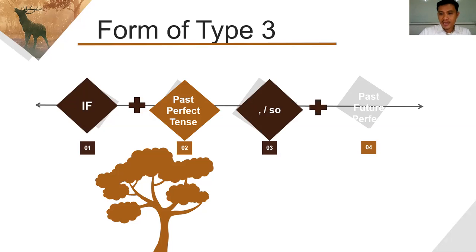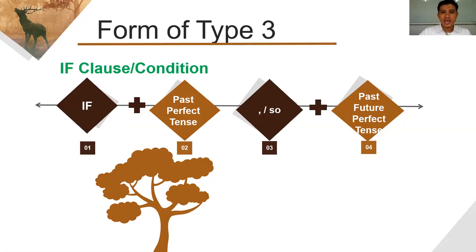And then it's followed by past future perfect tense. Past future perfect tense means will becomes would. It means would is past future. And then perfect tense, and we need have and then verb 3. So this is the form, the pattern of conditional sentence type 3: if, and then past perfect tense, comma, and then the second clause uses past future perfect tense. If you have a question, feel free to ask. Here the if clause is the condition, syaratnya, and the main clause is the result.